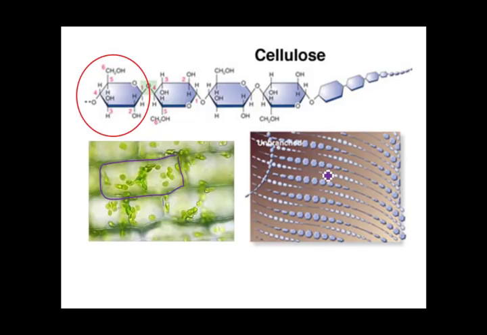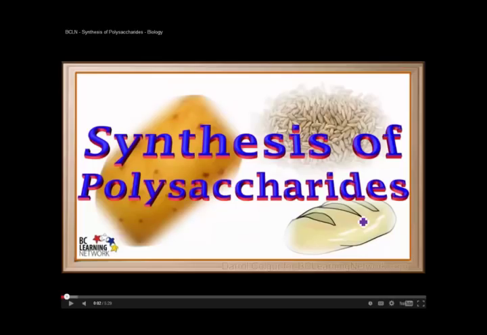I said before that the cell wall was just a sturdy structure, and that's what it is. It's made out of cellulose. These long strands of cellulose together form a very sturdy structure. So those are all polysaccharides. I want to show you this little video about dehydration synthesis, basically.